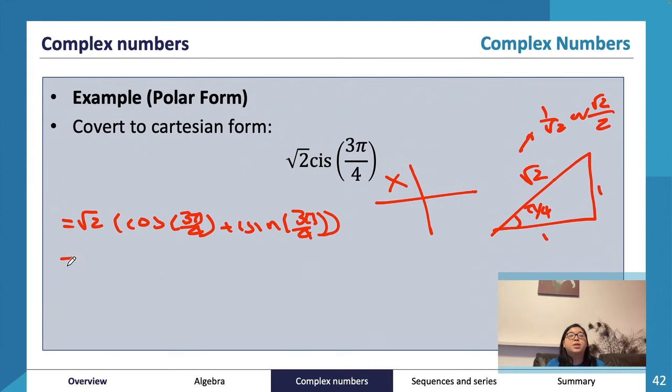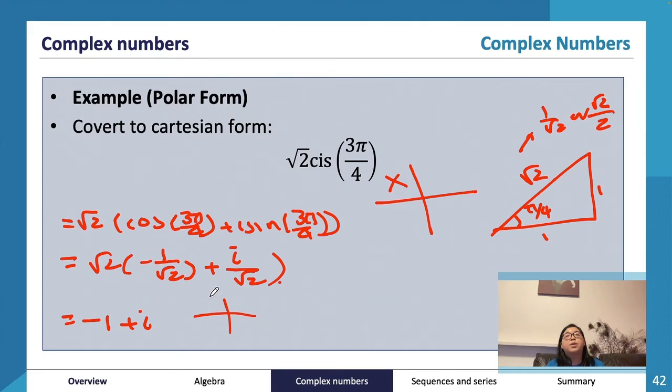Once again, we see that cos is negative, so we're going to have root 2 times negative 1 over root 2. And sine is positive, so we're going to have plus i over root 2. And then we can times the root 2 out, so we'll just get negative 1 plus i. And it's completed. We can tell which quadrant it is by which one's positive and which one's negative, and either way you can always tell what quadrant a complex number is going to lie in. Even if we were doing this via Cartesian form, so this should be negative 1, 1, you can see what quadrant it is when you try and graph it out as well.